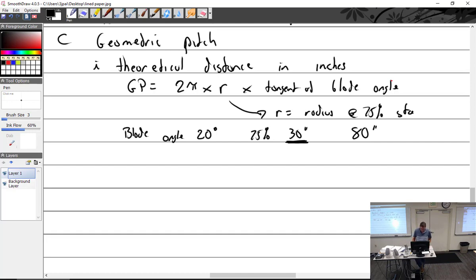All right, so what did I have here? We have a blade angle of 20 degrees at the 30-inch station, and we know how to get the 30 inches now. So that'd be 2 pi times R, which is 30 inches. Oh, that's what I said. Times the tangent of the blade angle. So if we had a calculator, we'd figure out the tangent of 20, and we would get some number.